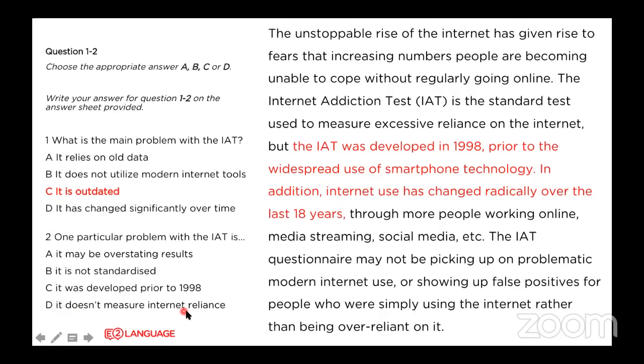What about D? It doesn't measure internet reliance. Well, it says here it's used to measure excessive reliance on the internet. So it's not D. The answer is A. It may be overstating results. Why? Showing up false positives for people who are simply using the internet rather than being over-reliant on it. So for questions one and two, you can write on your answer sheet C and A.